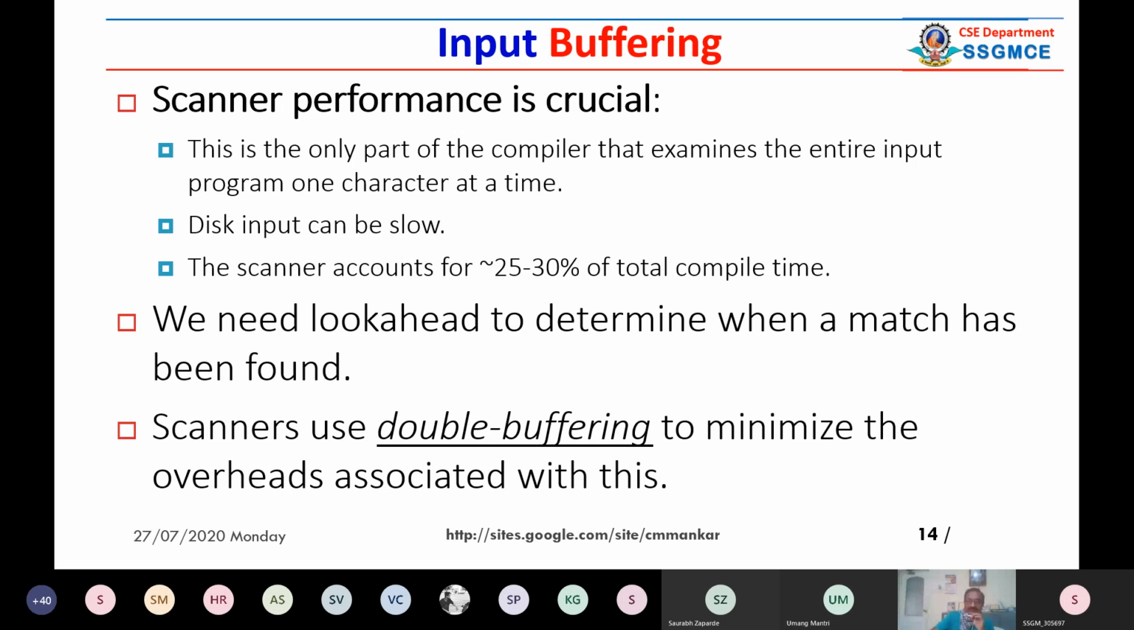The scanner is the only part of the compiler that examines the entire input program from the first character to the last character. Disk input is slow, that's why we are using the buffering method. In buffering also, one buffering scheme is there and two buffering schemes are there. One buffering scheme is definitely not good, but the two buffering scheme is better because we can do look ahead loading of the buffers.